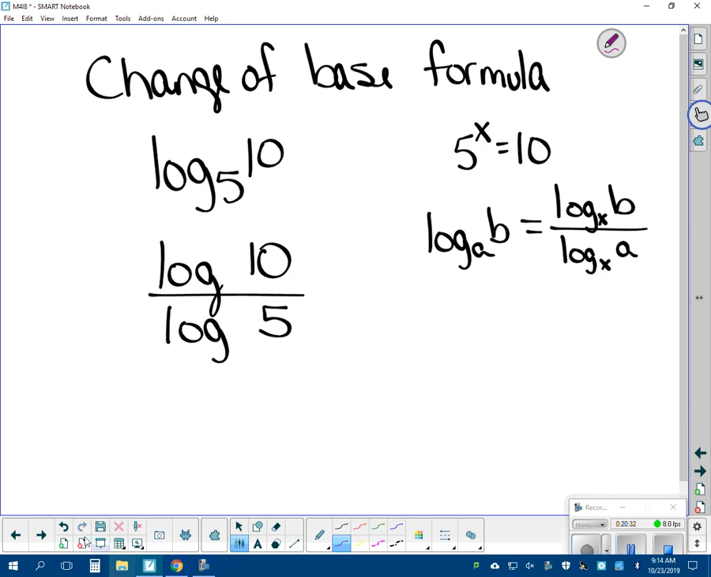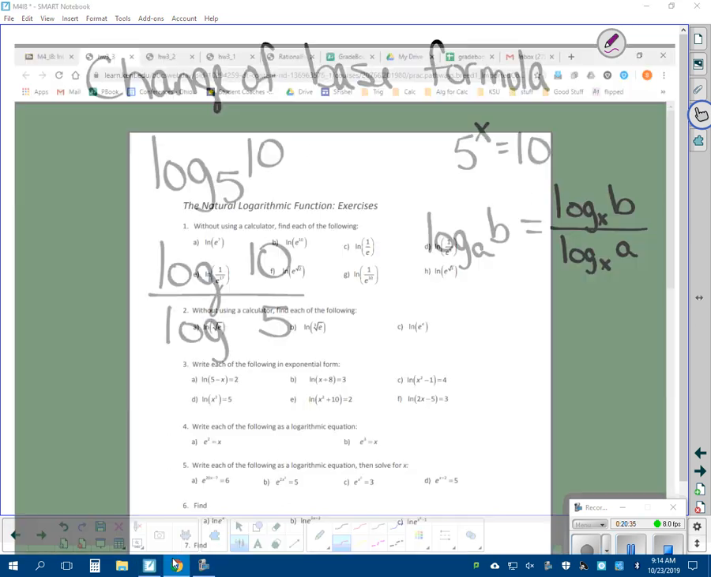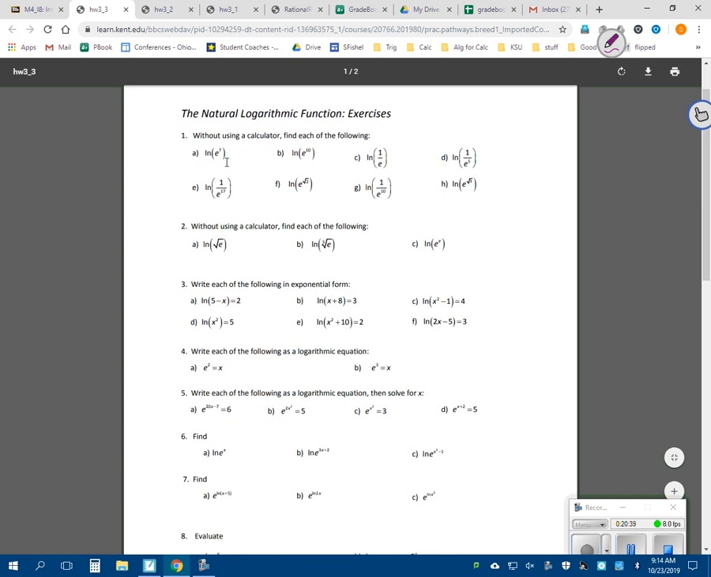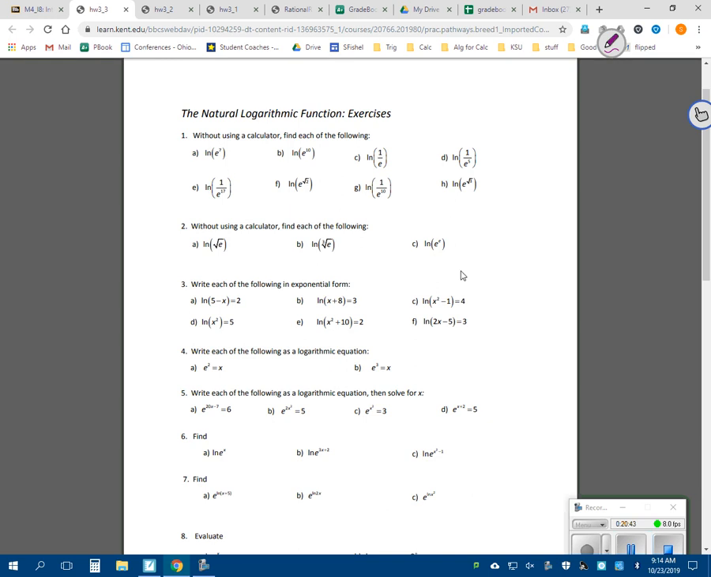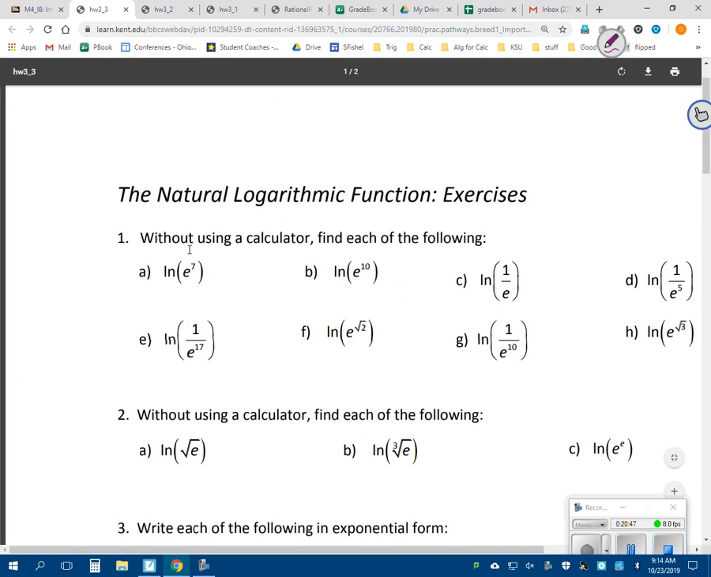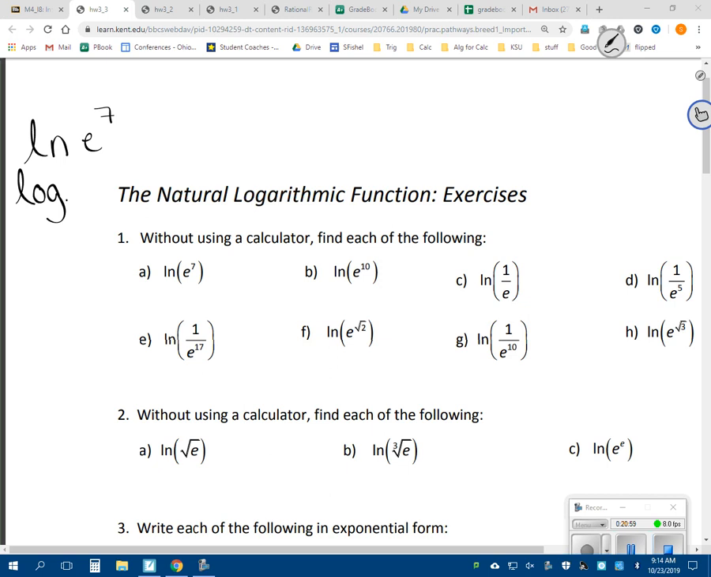All right. Before we look at that, you will see problems that have LNs. Let me make it way bigger. If I was doing this first one here, ln of e to the 7th. Well, I know ln is really just log base what? E of e to the 7th.